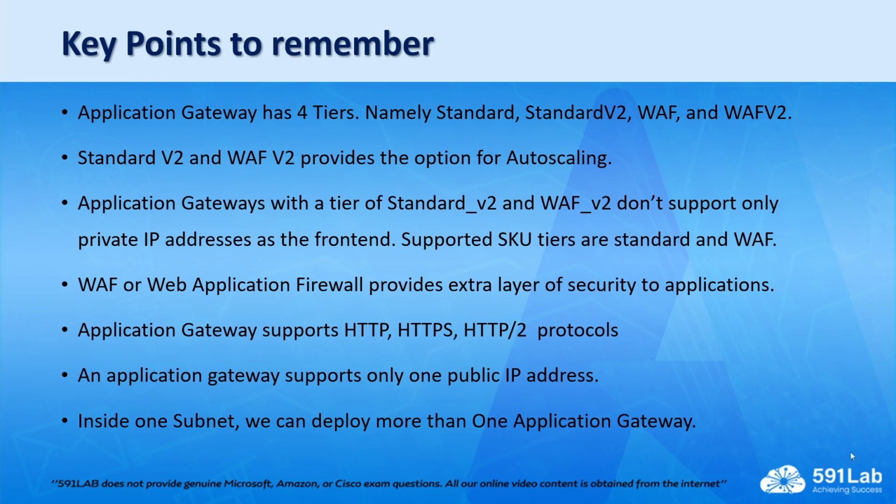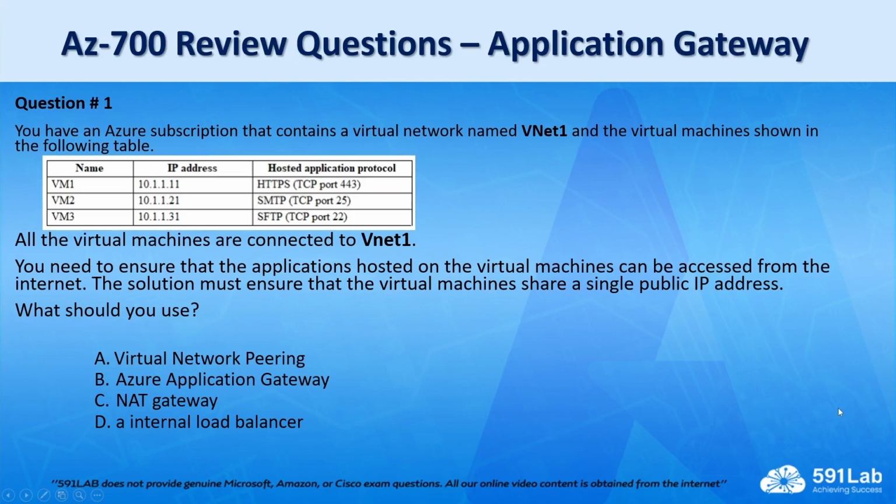So here we are going to have our first question. It says you have an Azure subscription that contains a virtual network named VNet1 and the virtual machines shown in the following table. So we have VNet1 and inside VNet1 we have VM1, VM2 and VM3. VM1 is hosting the HTTPS application protocol, VM2 is SMTP and VM3 is SFTP. All the virtual machines are connected to VNet1.